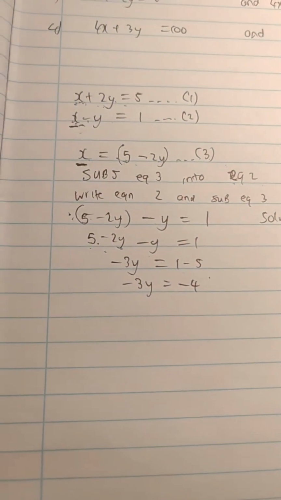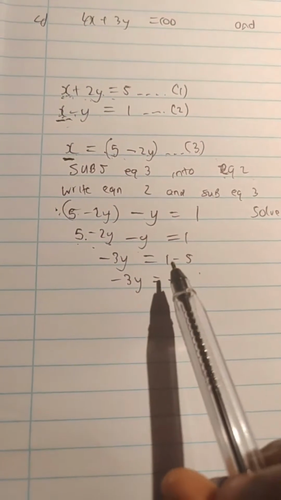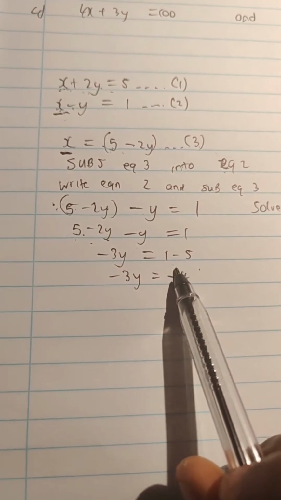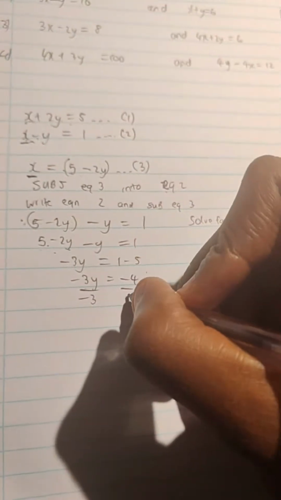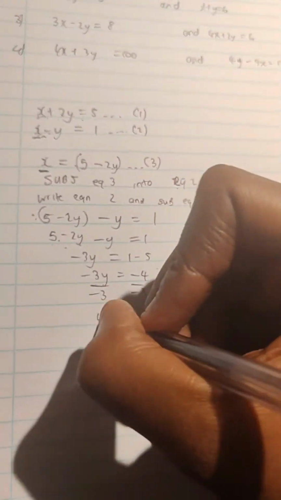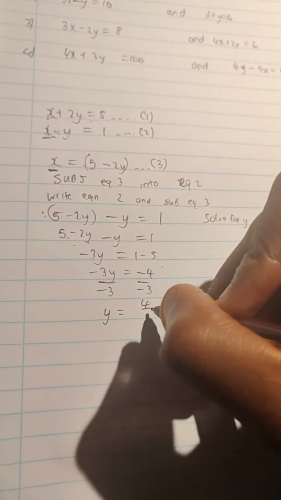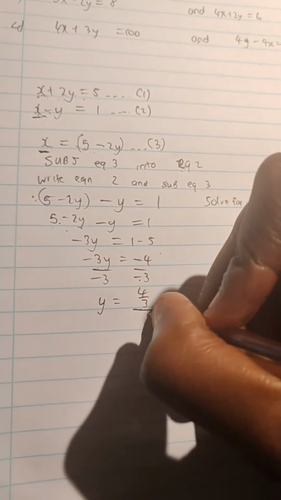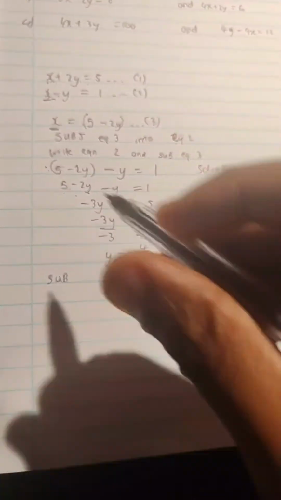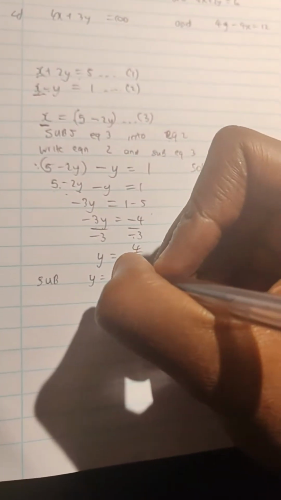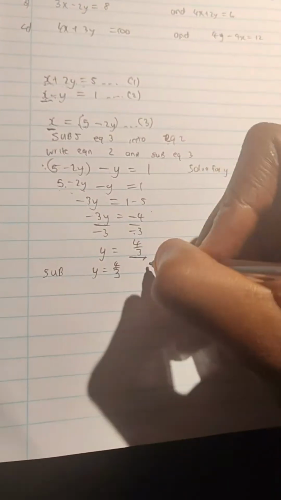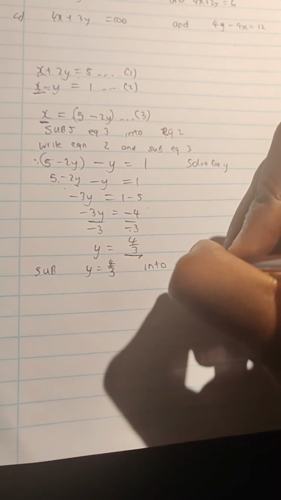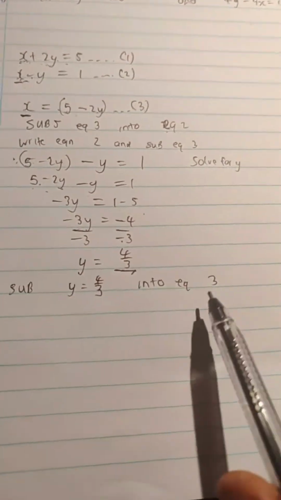Then after doing so, we are going to divide both sides by the coefficient of y, which is negative 3. Then we get y is equal to positive 4 over 3, because the negative divided by negative is a positive. Now that we have y is equal to 4 over 3, we are going to sub y is equal to 4 over 3 into the equation that we prepared, which is equation 3.